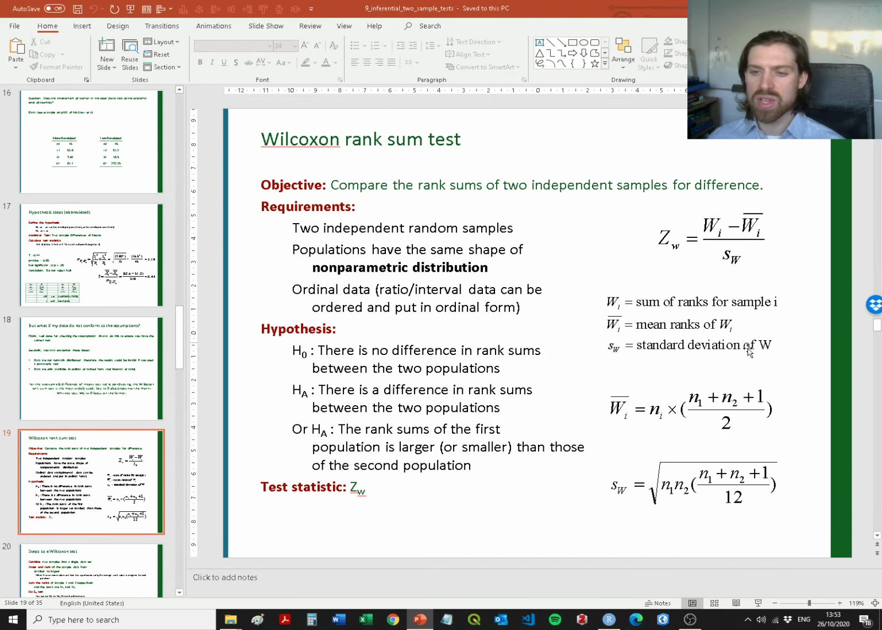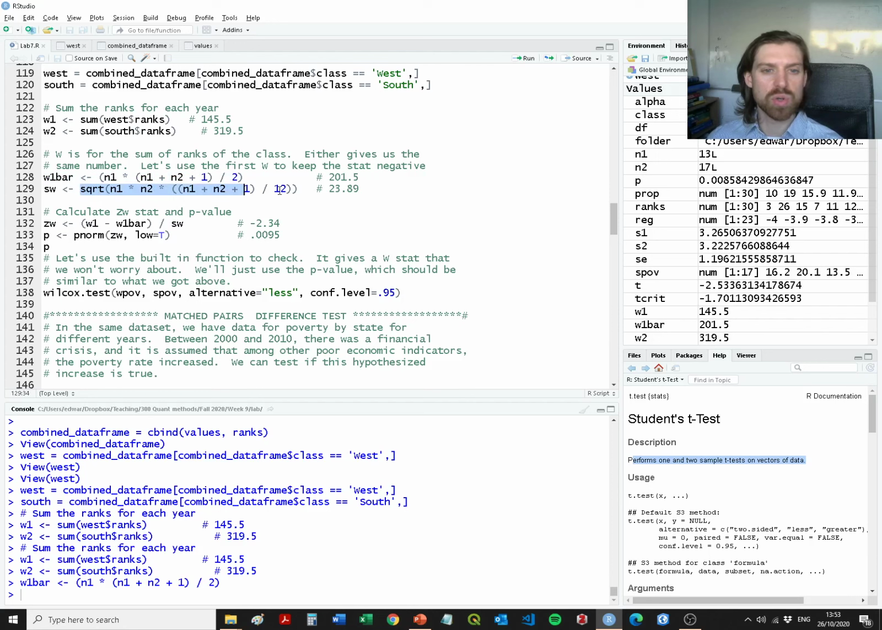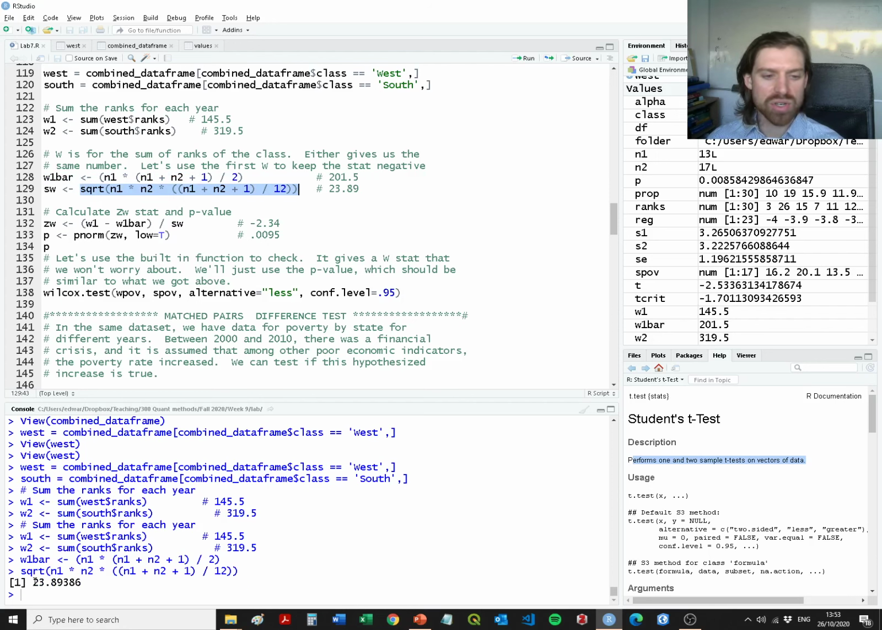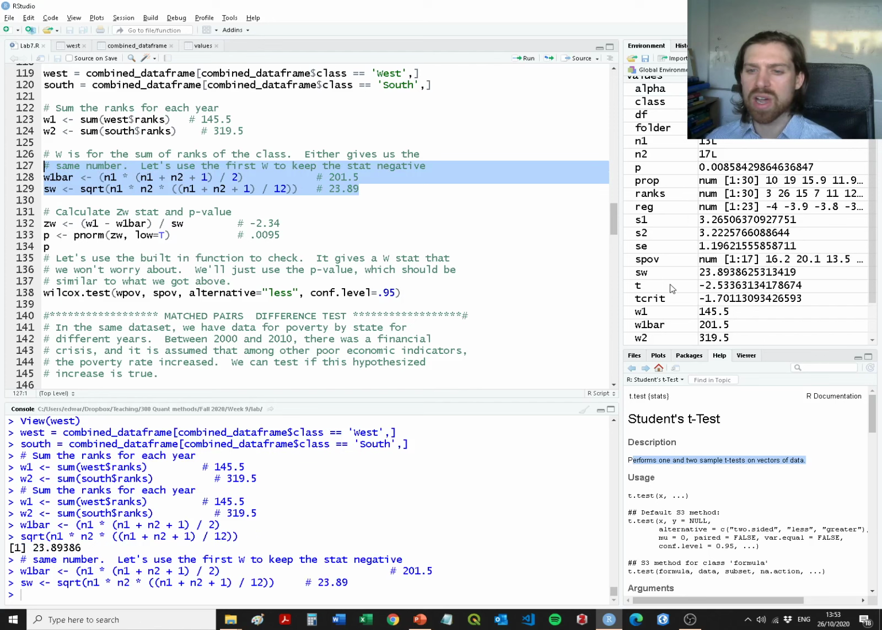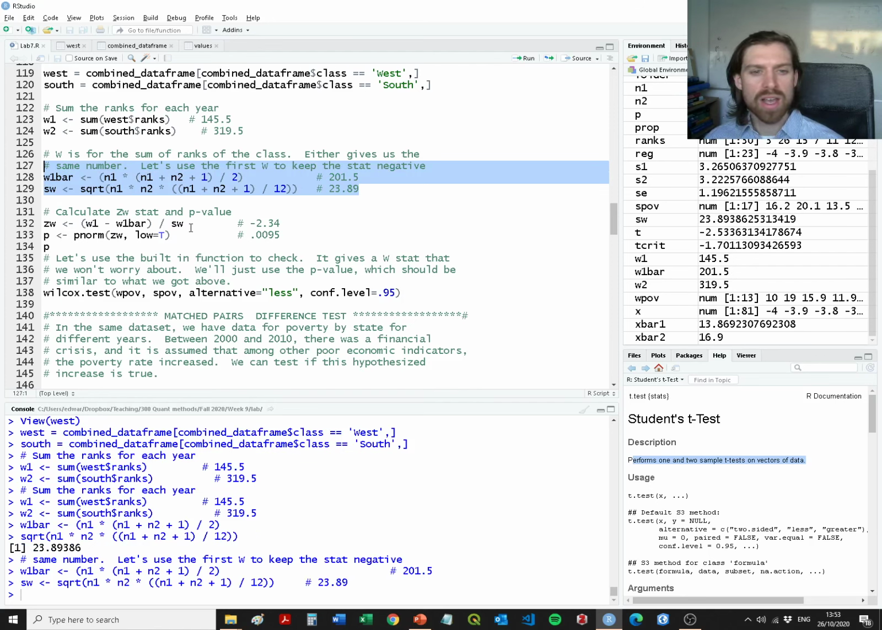Then we need to get the standard deviation of W, so we need this equation down here on the bottom right hand side of the slide. You can see that it should be reasonably easy to input this data. It's not too complicated. You just need to make sure that you've got the N1 and N2 values, and then you're able to generate the metric of interest here. So the standard deviation is 23.8. Then hopefully you can allocate that into your global environment to get the SW. And then you've got all of the components which you require to calculate the test statistic.